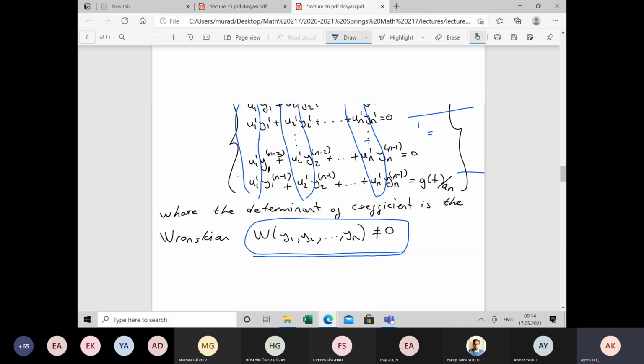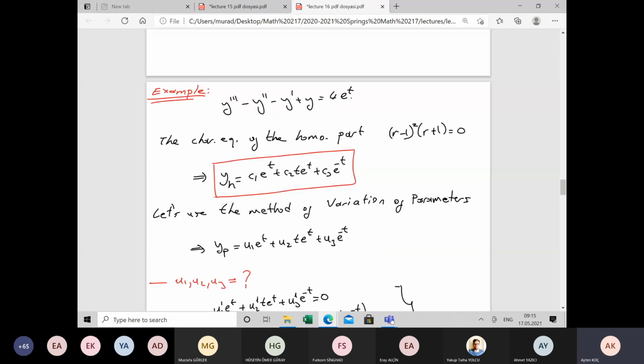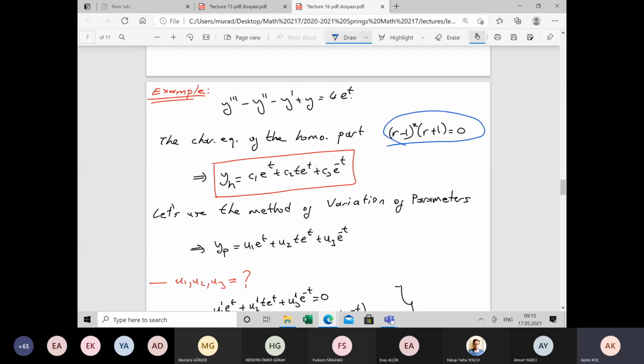Yes, let's give an example to understand this method for the general linear differential equation with constant coefficients. Look at this one: order 3, a linear differential equation, non-homogeneous because the right side is not 0, with constant coefficients. Our aim is to find the general solution of this differential equation. So we write the characteristic equation and obtain the solution.